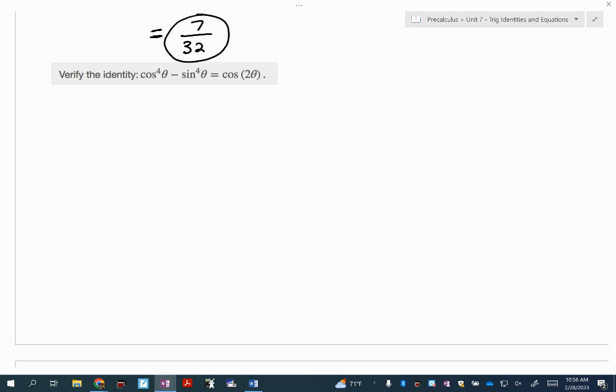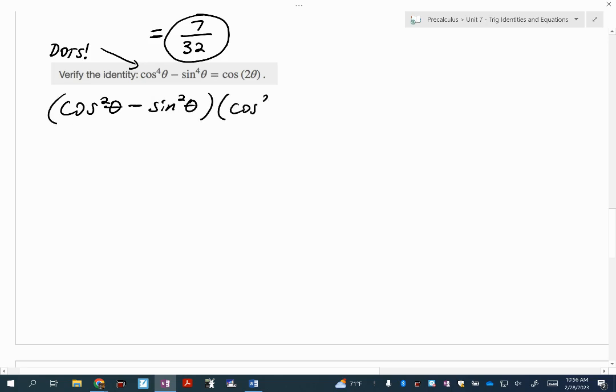Let's verify it. What I notice on the left side, it's a little bit more complicated. I've got 2 trig ratios raised to the 4th power, but it's connected by subtraction. So when I look at that on the left, I'm thinking this is the difference of 2 squares. So I have cosine squared theta minus sine squared theta times cosine squared theta plus sine squared theta.